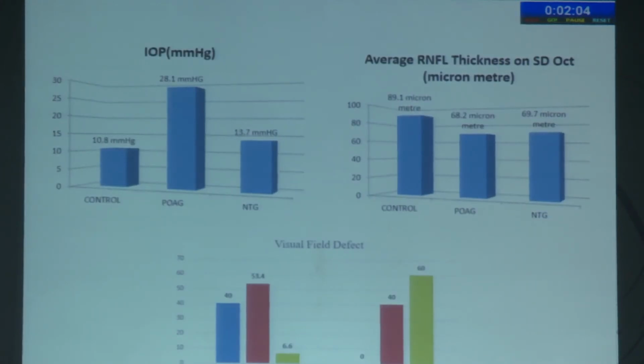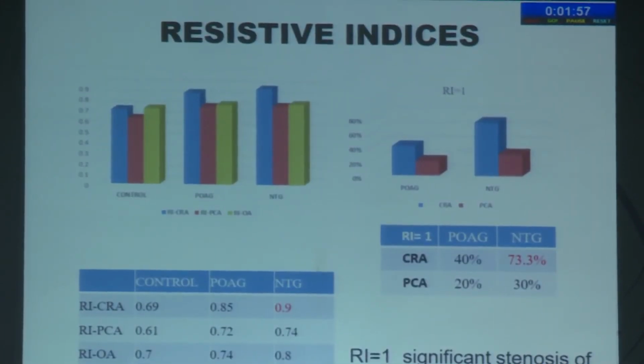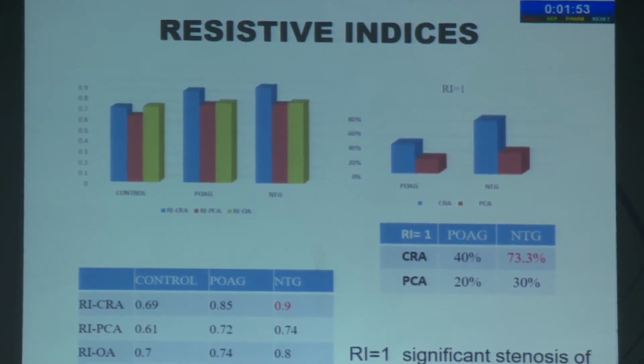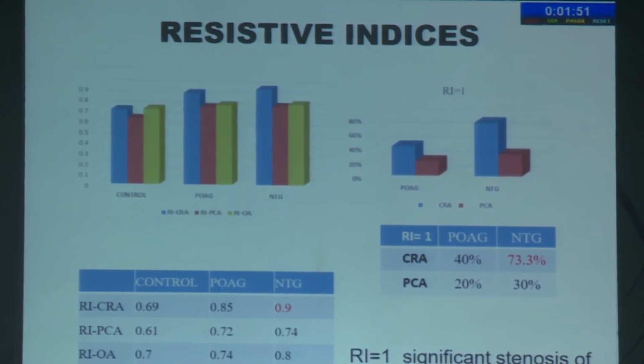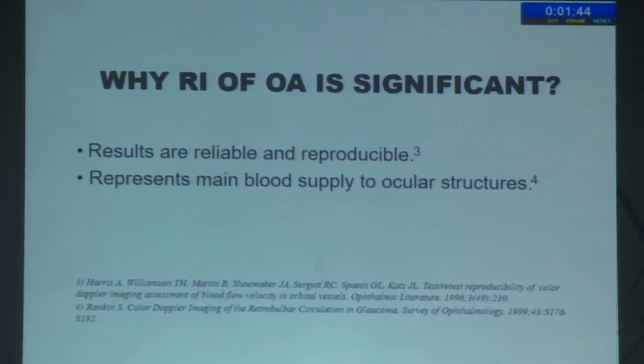Mean IOP was highest in the POAG group. RNFL thickness was comparable in the POAG and NTG. Severe field defects were seen in the POAG group. Resistive index was found to be highest in the central retinal artery of the NTG group, showing it was 0.9. In 73.3% of the cases of central retinal artery of NTG, resistive index was 1, which implies significant stenosis of the vessel lumen. Why is resistive index of the ophthalmic artery significant? Because the results are reliable and reproducible, and it represents the main blood supply to the ocular structure.